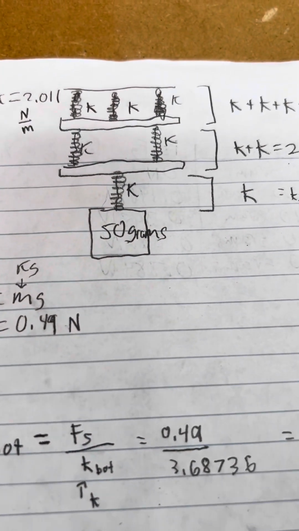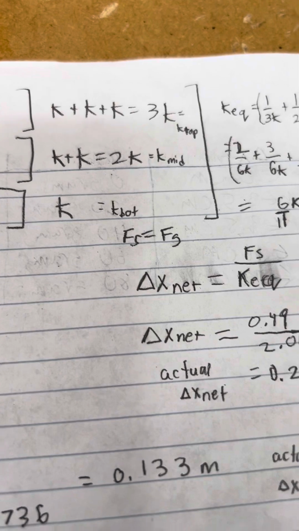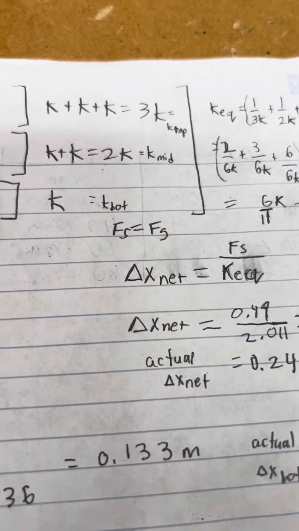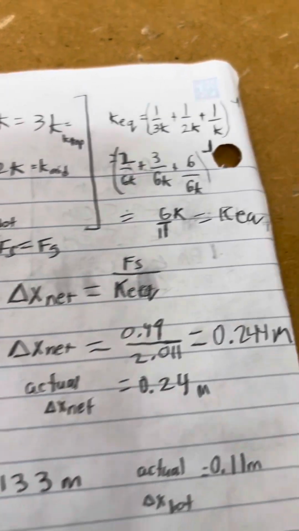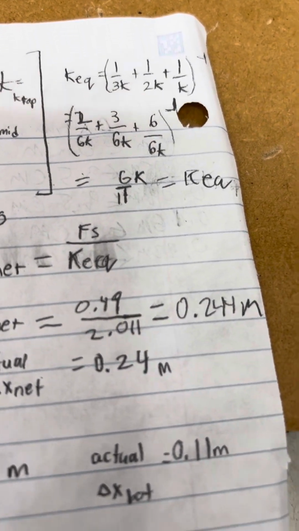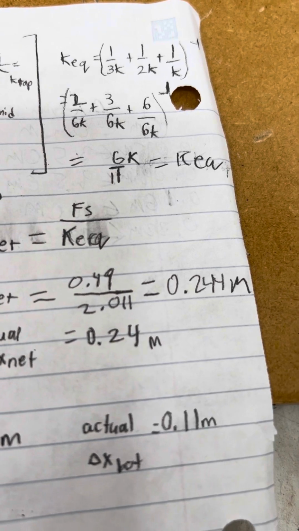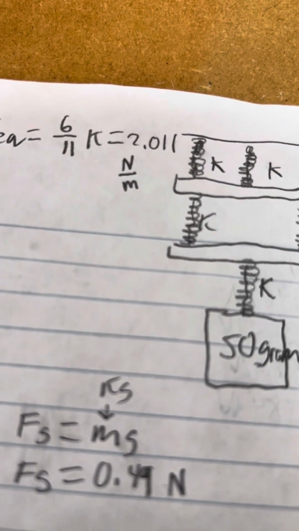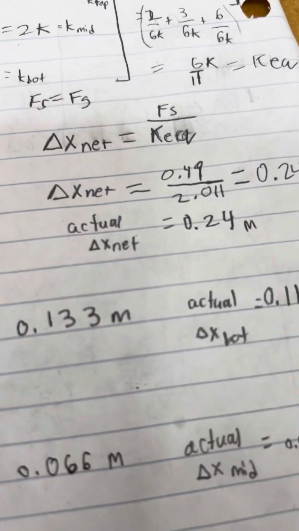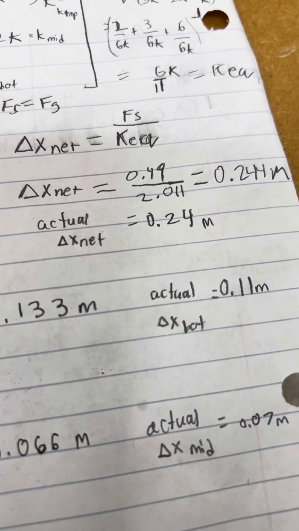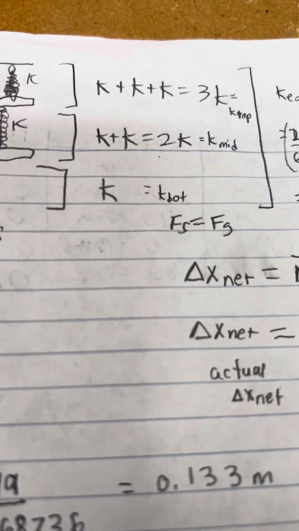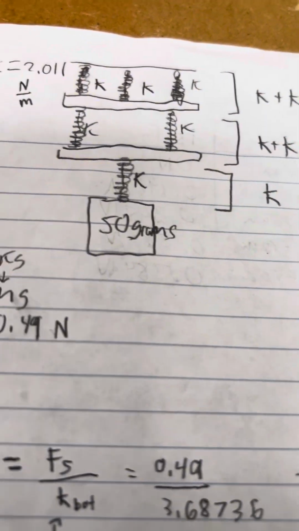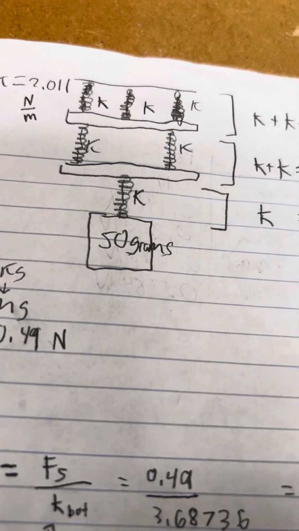So we combined the parallel springs first to get the K top, K mid, and K bottom as we labeled it, right? And with that, we found the KEQ by combining the springs in series using the formula over here. And doing that, we found 6/11 K is equal to KEQ, which we converted to 2.011 newtons per meter as the KEQ. And we did that to find the delta X net in order to verify our data later on. But since we're finding the individual extensions of each spring, we'll work starting from the bottom spring. And we know that the weight is going to be distributed evenly throughout all the springs.